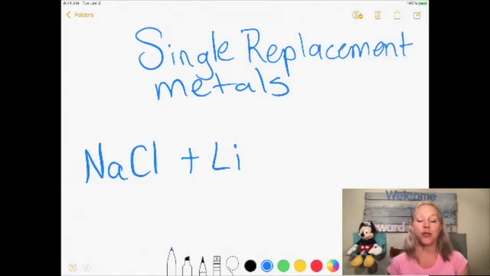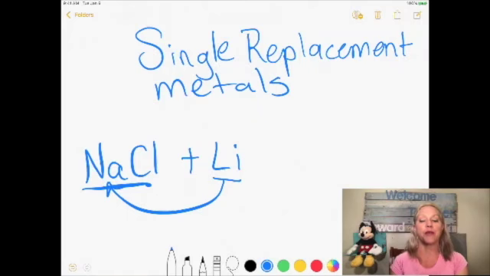In this example, we will use the compounds sodium chloride and lithium metal. As we notice, lithium is by itself, and lithium, if we look on the periodic table, is a metal. In this case, lithium can replace sodium if and only if lithium is more reactive. When we review the reactivity series chart, we'll notice that lithium is higher up in reactivity than sodium. So in this case, lithium can take the place of sodium.